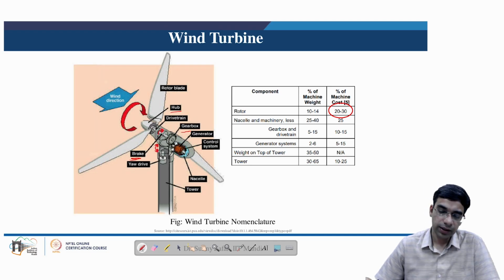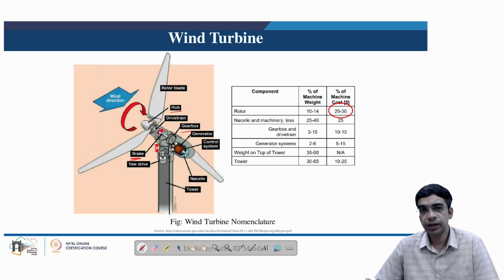But if you look at the cost of this wind turbine machine, it is the rotor that significantly costs almost one third the cost of the wind turbine, around 20 to 30%. The nacelle and the other machinery consist of 25 and 15% respectively, while the generator system consists of 5 to 15% of the total cost of the wind turbine. The tower also costs almost one fourth in manufacturing of the wind turbine.